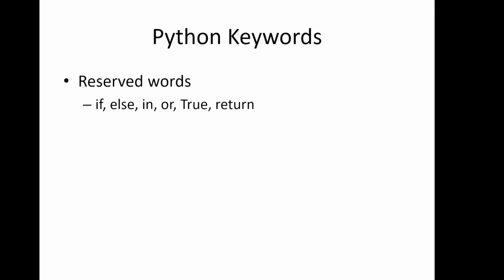Now let's see what keywords are. Keywords are reserved words in Python. They have a special meaning and cannot be used as variable names. For example, here given are if, else, in, or, True, return, print. These kinds of words are reserved words, used by Python for a specific purpose.